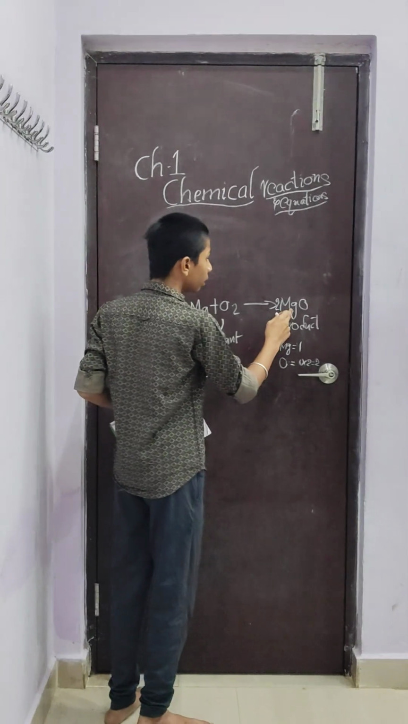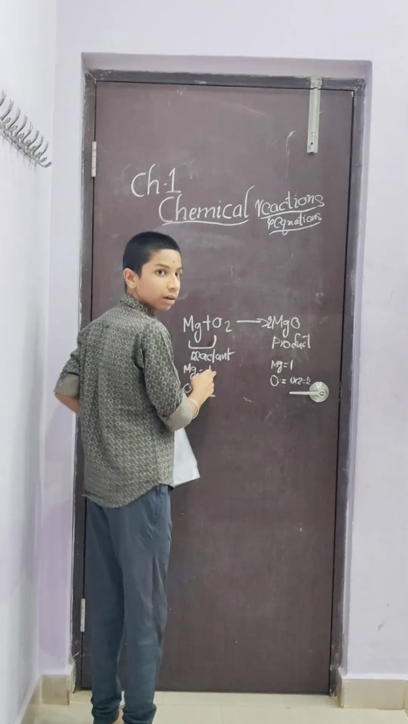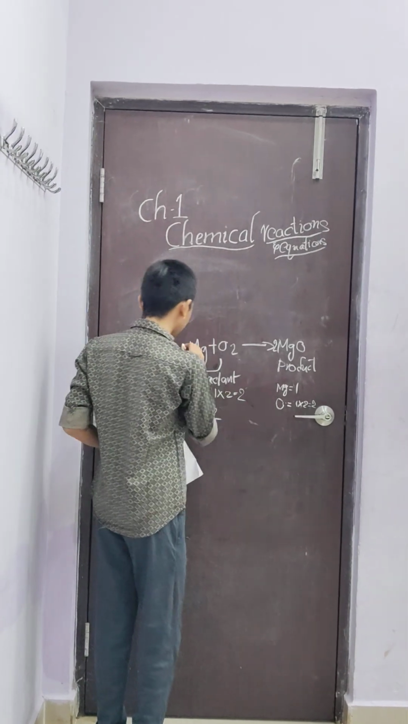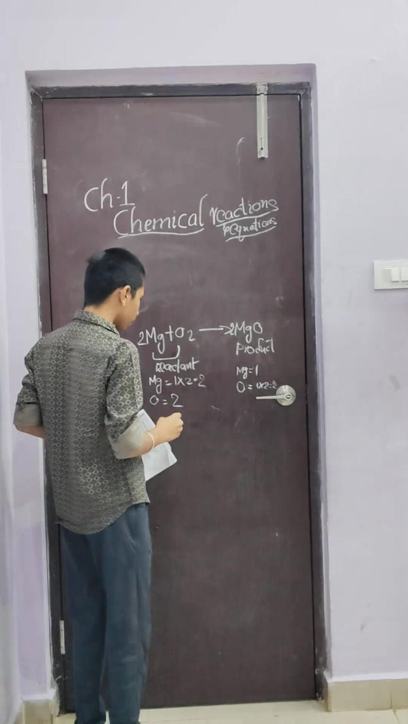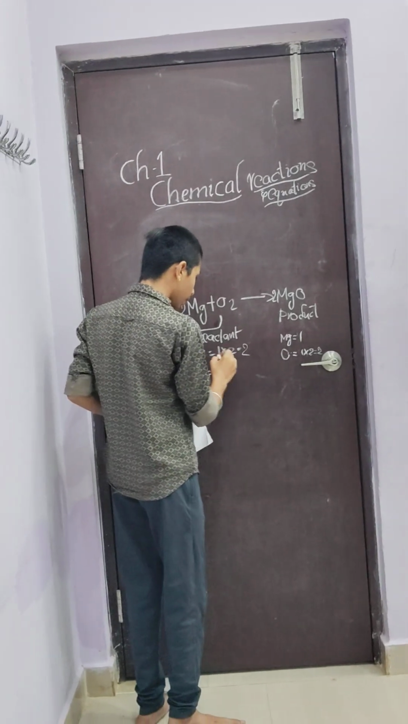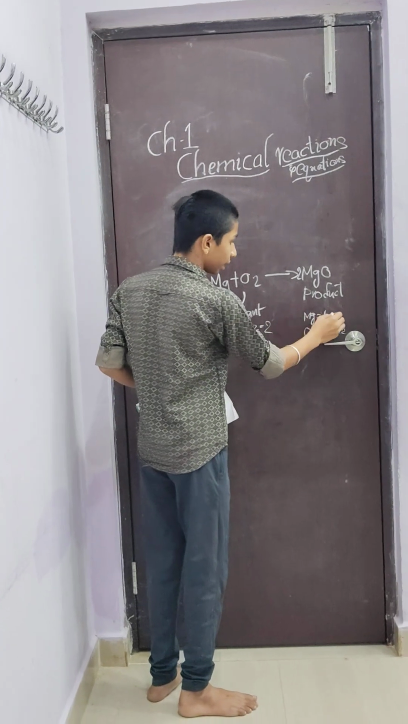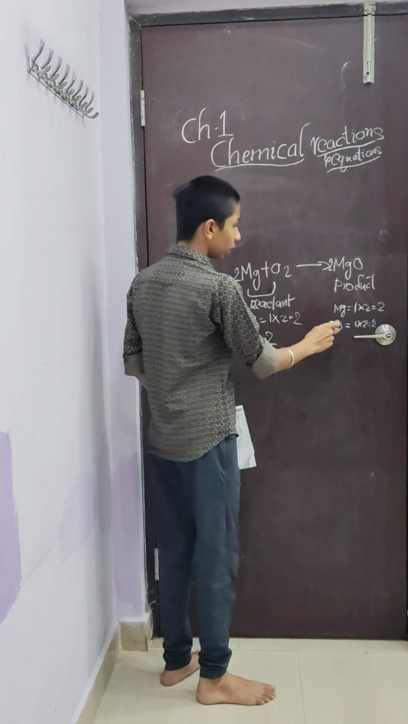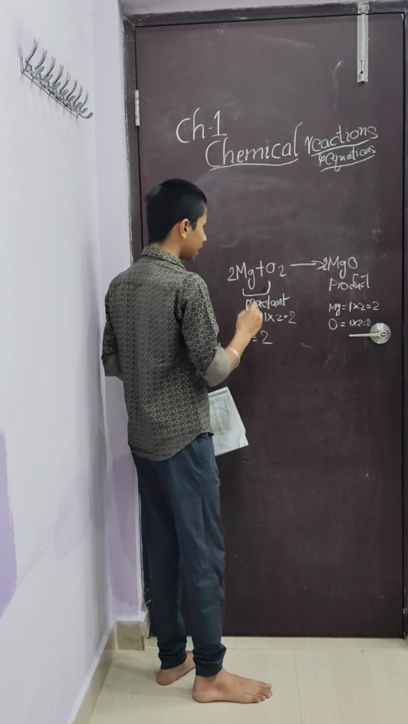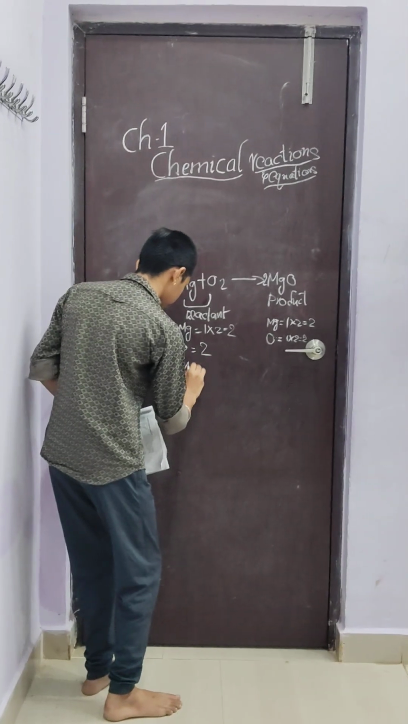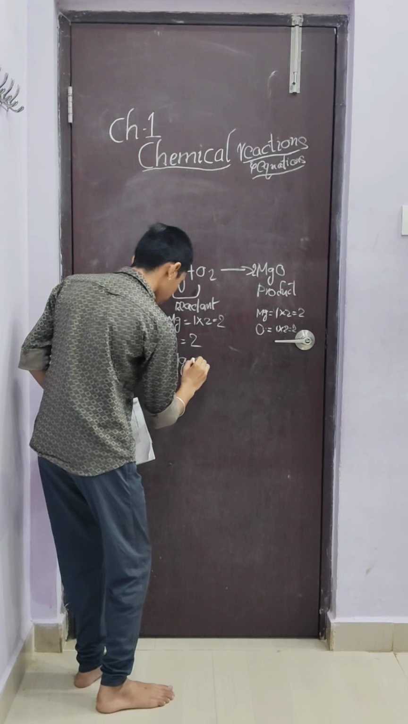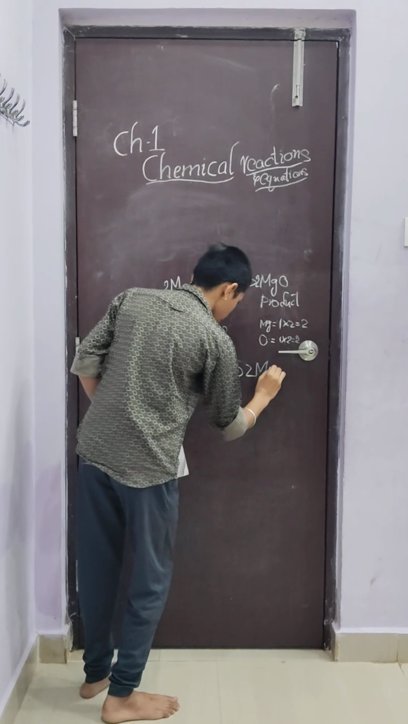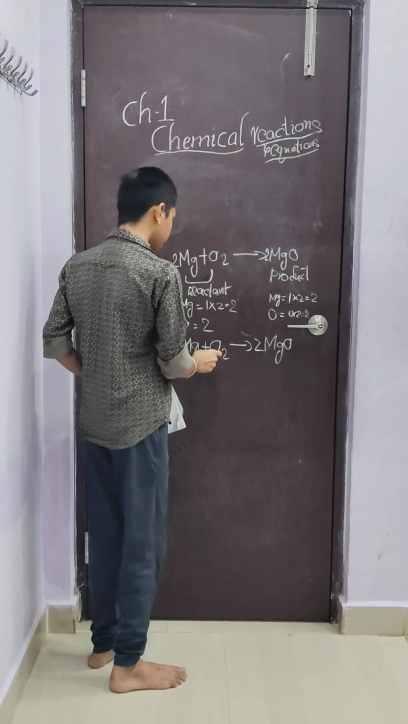Then it becomes 2 MgO on the product side. Here magnesium atoms are 2 and only 1 on the reactant side, so we have to multiply by 2. Then it becomes 2 Mg on the reactant side. Now they are balanced: Mg equals 2 atoms on both sides, and oxygen 2, oxygen 2. Now the balanced equation is 2Mg + O2 gives 2MgO. This is the balanced chemical equation.